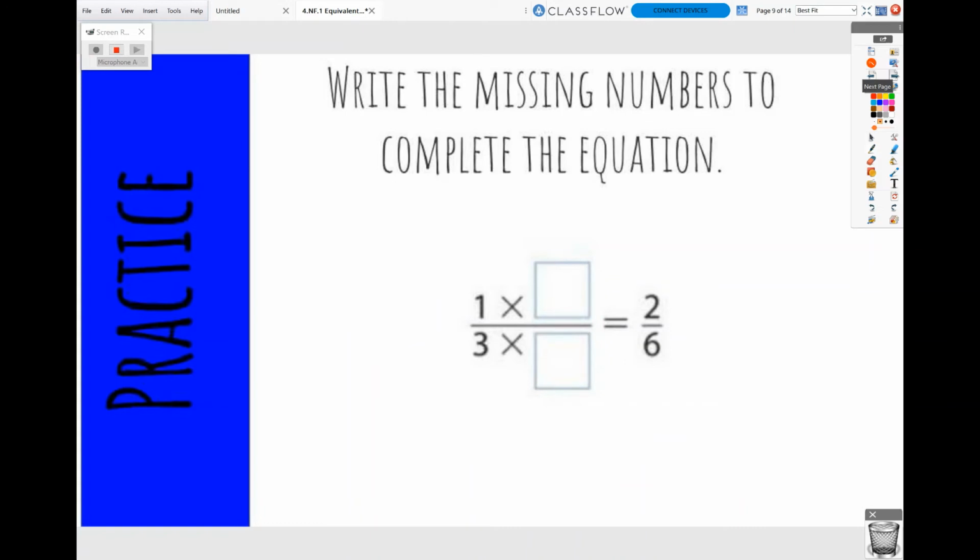Okay, so our next problem has the equivalent fractions written out, but we are trying to solve what we multiplied by. So what did they do to 3 to get it to 6? They multiplied by 2. I know whatever I do to my denominator, I also have to do to my numerator. And 1 times 2 is 2, so we know we got the right answer.